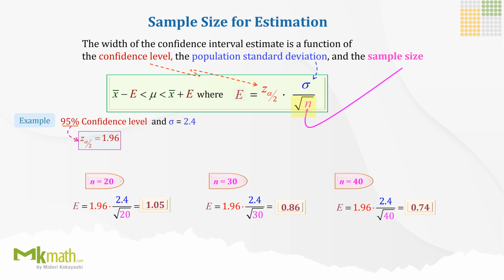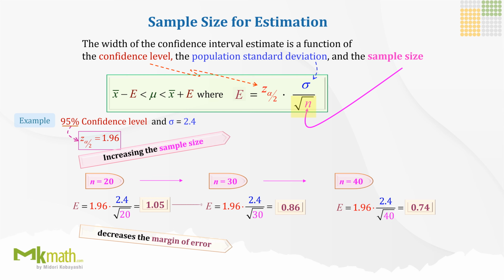As we can see, if we increase the sample size, the margin of error values decreases. This is because the sample size is on the denominator. If you divide some value by a larger number, the result becomes smaller.